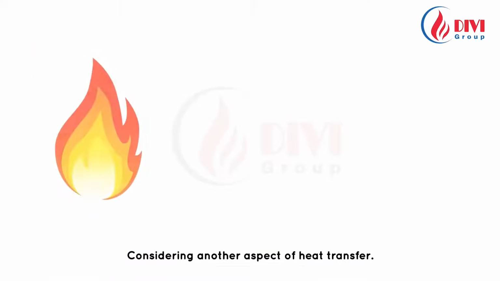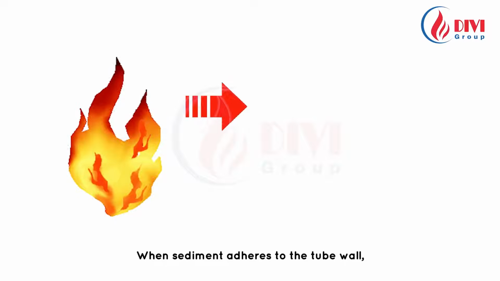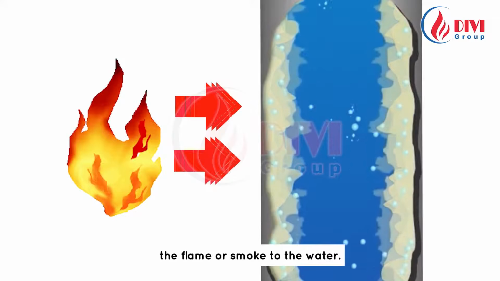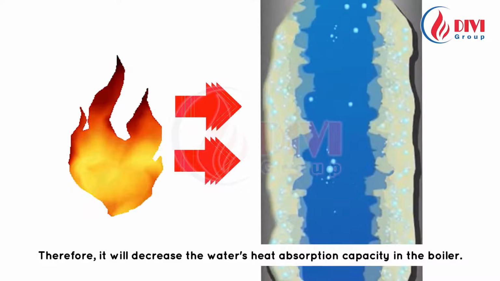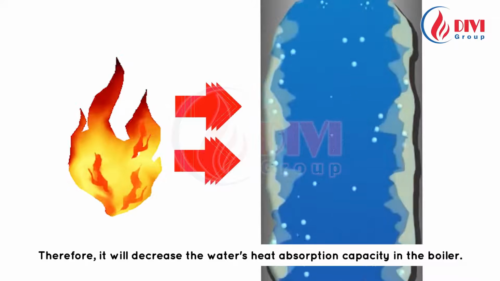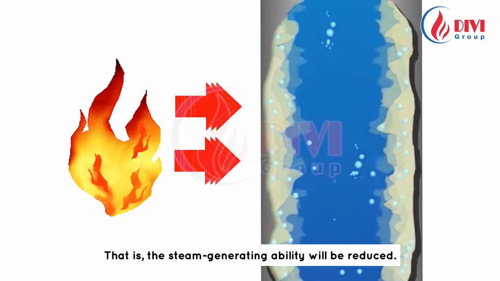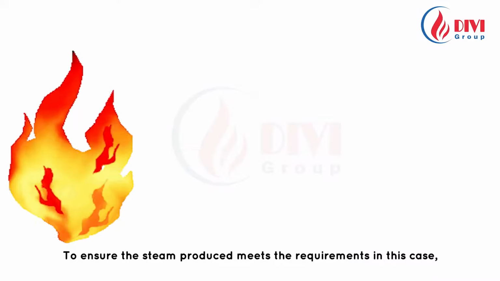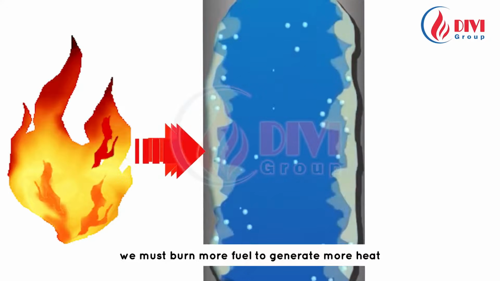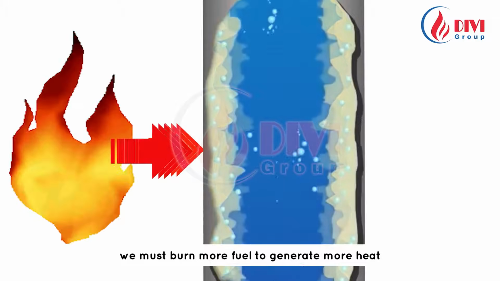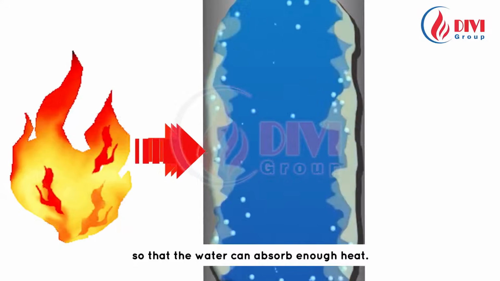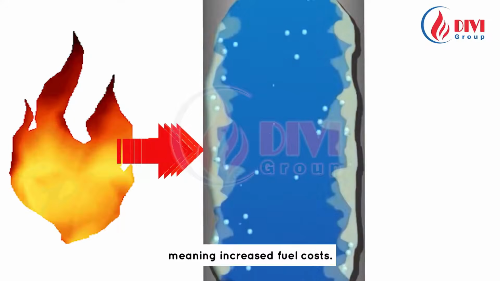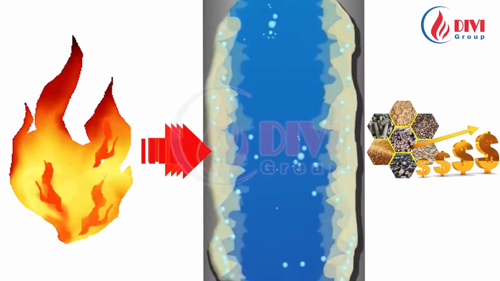Considering another aspect of heat transfer, when sediment adheres to the tube wall, it reduces the heat transferability from the flame or smoke to the water. Therefore, it will decrease the water's heat absorption capacity in the boiler. That is, the steam generating ability will be reduced. To ensure the steam produced meets the requirements in this case, we must burn more fuel to generate more heat so that the water can absorb enough heat. This will increase fuel consumption for the boiler, meaning increased fuel costs.